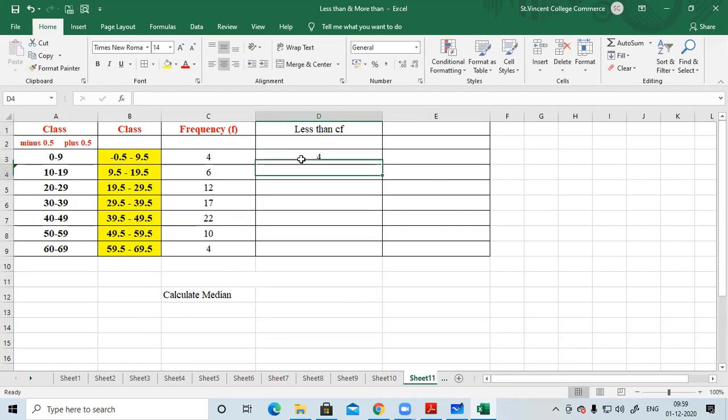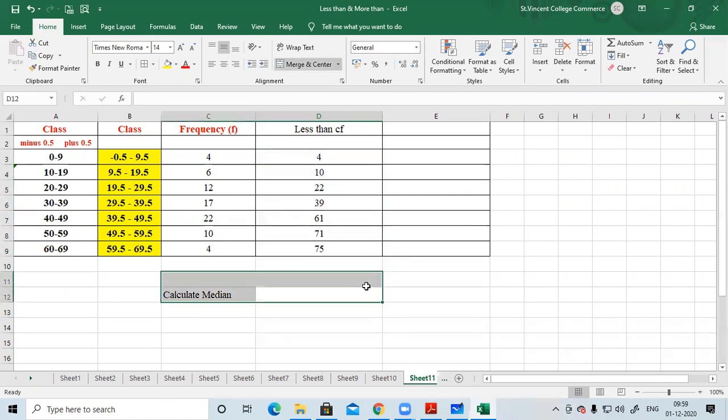So we have 4 plus 6, this is 10, plus 12, which is 22, plus 17, 39, plus 22, 61, plus 10, that is 71, and plus 4, that is 75. This is what we have done. This is your less than cumulative frequency.